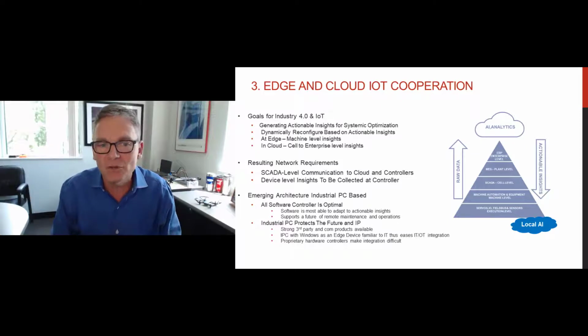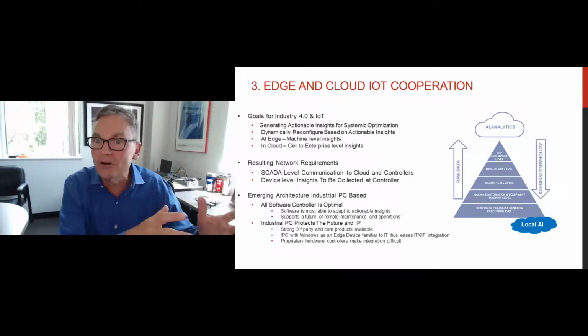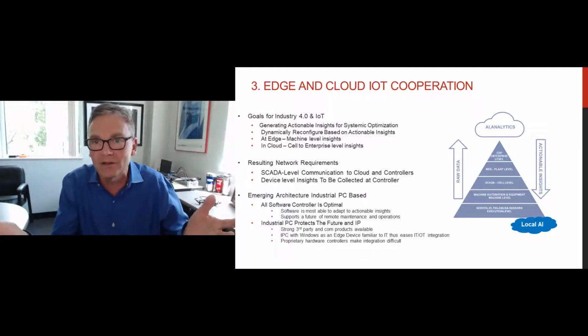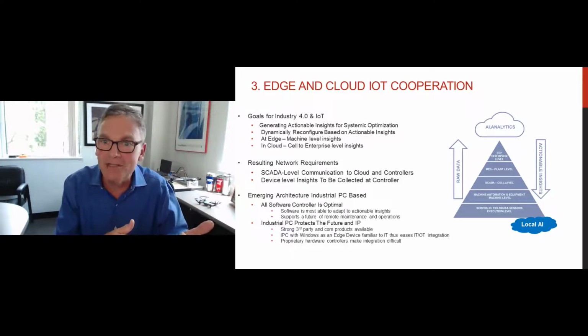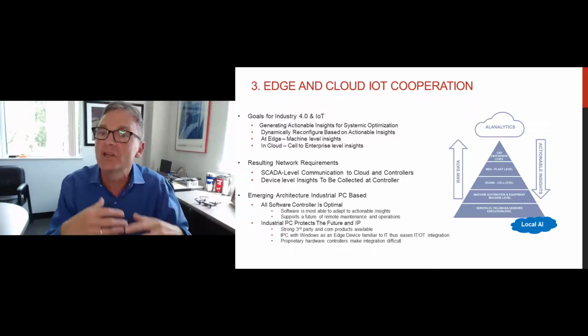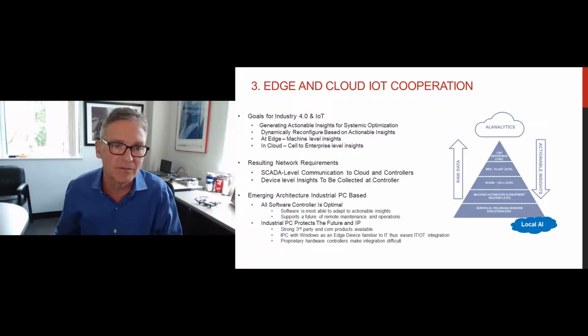The industrial PC also protects the future of your IP because you have a lot of third-party software. So rather than being on a proprietary controller, you could run on a PC, get access to AI software, and get access to networking software. So you don't have to recreate all that software yourself.